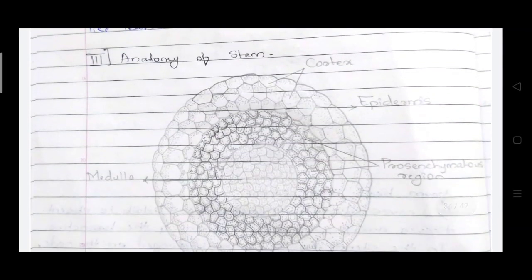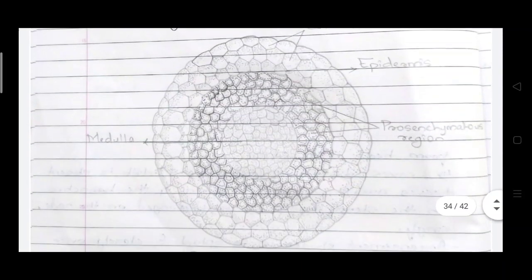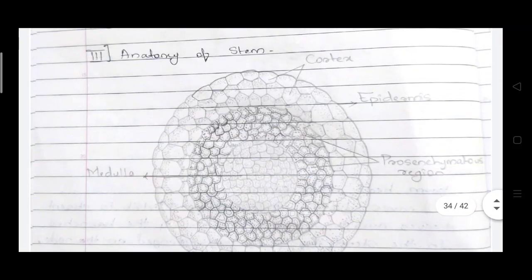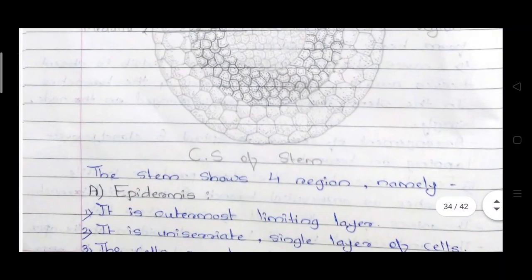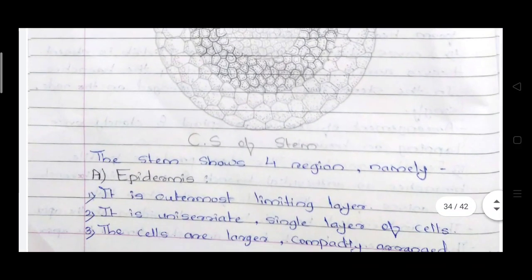So this is the cross section of the stem. In that you have to see the outer layer is the epidermis. Then next to the epidermis there is the cortex region, and after this cortex region there is the prosenchymatous region, and at the center there is the medulla. So let's discuss it one part at a time. This stem shows four regions.